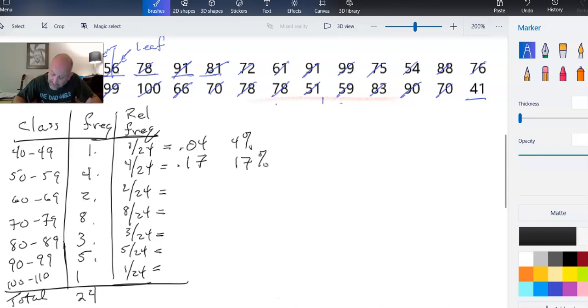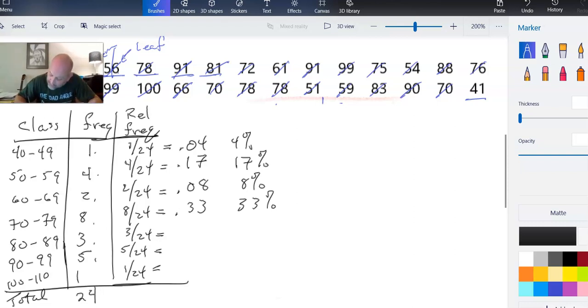And then let's see here. 2 out of 24 is going to be 0.08 or 8%. 8 out of 24, well, that's actually 1/3. So I know that's going to be 0.33 if I round it to two decimal places, or 33%. So a good third of your class got C's.